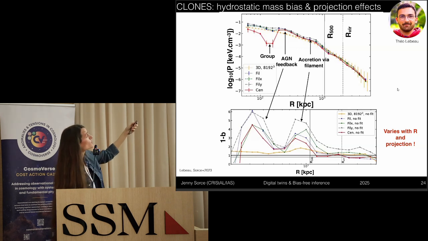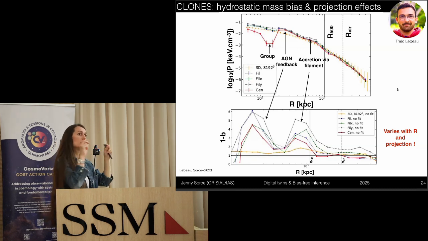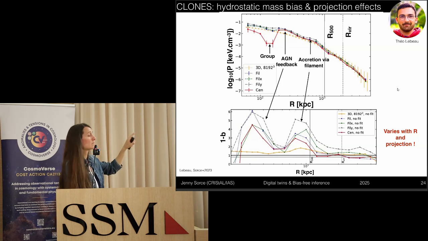It's because there is a group just in the line of sight between Virgo and us that is perturbing the profile we measure, just because by projection it ends up being on the map where it shouldn't be. You can also see that there is an effect of the AGN feedback and an effect of the matter that is accreting along the filaments into the cluster. This has a repercussion on the 1 minus b value that you get, the hydrostatic mass bias.